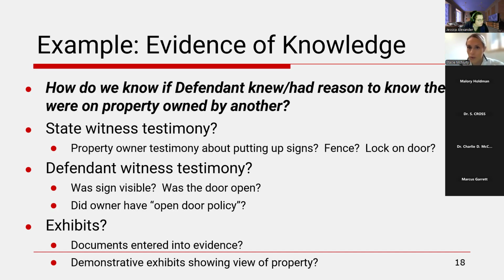How do we know if Goldilocks reasonably thought she could be there? Was the sign visible? Was the door open? Was there this open door policy, this potluck? And then we'll talk about exhibits. There might be a picture of the sign. There might be a map of the property with the park next to it. Those are evidence that would go toward one side or another on this element of knowledge or belief.